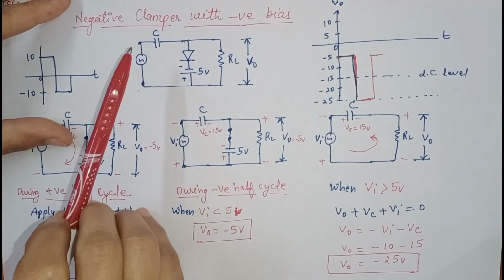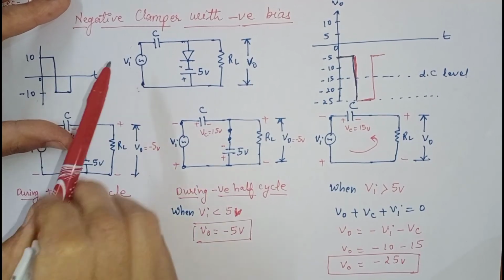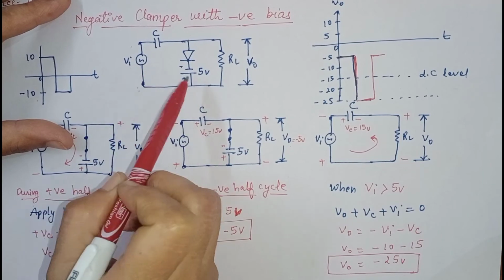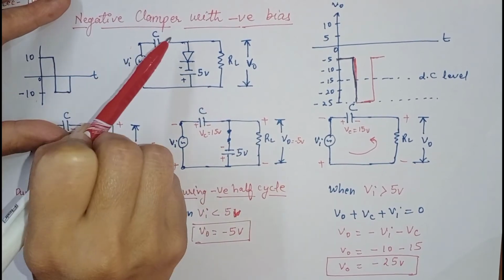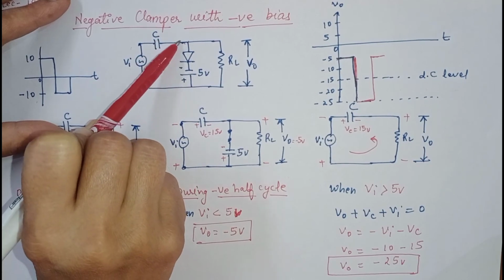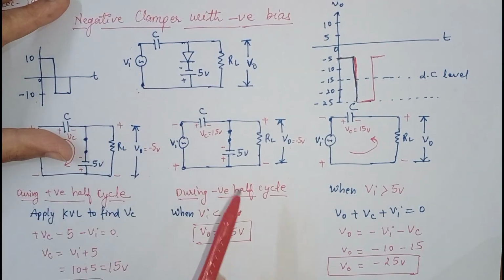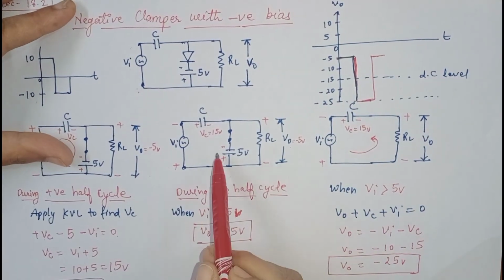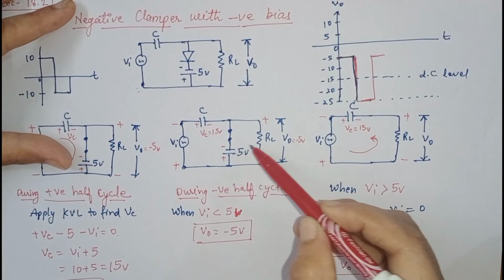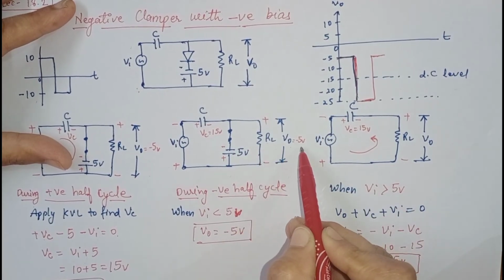During negative half cycle, this terminal is negative and this terminal is positive. When this input voltage is less than this 5 volt, this voltage is more negative than this voltage, so this diode will act as a short circuit because it is forward bias. So the equivalent circuit will look like this.